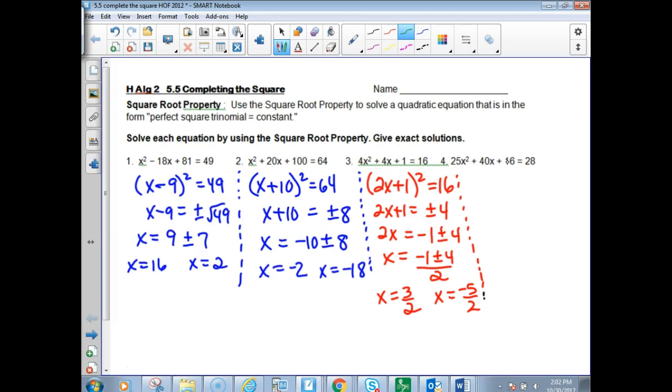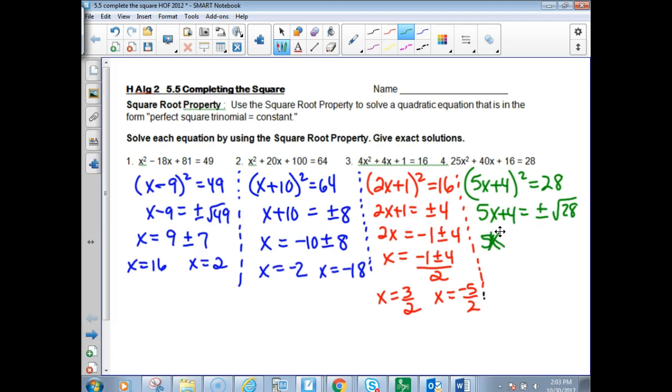Back to the next one, perfect square trinomial. 25 is a perfect square, 16 a perfect square. Square root of 25 is 5, square root of 16 is 4, 5 times 4 is 20, 20 doubled is 40, that's why it's a perfect square trinomial. So this factors to (5x plus 4) quantity squared equals 28. Take the square root of 28, positive or negative, simplify the radical.